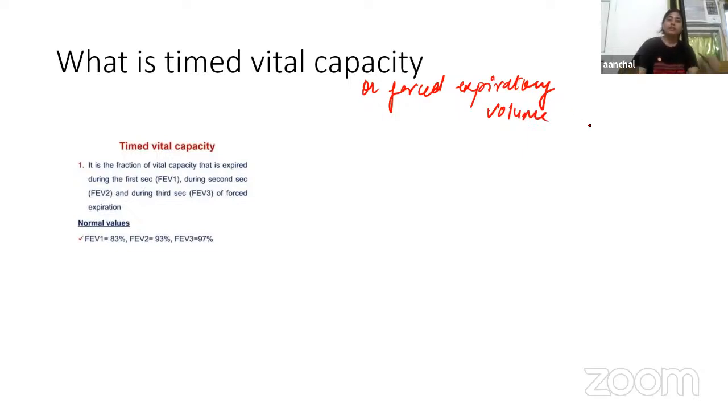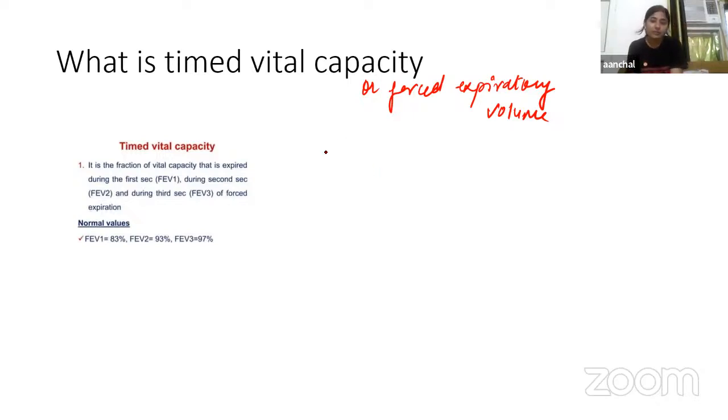This is the fraction of vital capacity that is expired during the first second, the second, or the third second of forced expiration. So for determining the timed vital capacity, we have 3 seconds. Basically, this forced expiratory volume, or timed vital capacity, is the volume of air that can be expired forcefully in a given unit of time after a deep inspiration. It is also known as forced vital capacity. So it is a dynamic lung volume.